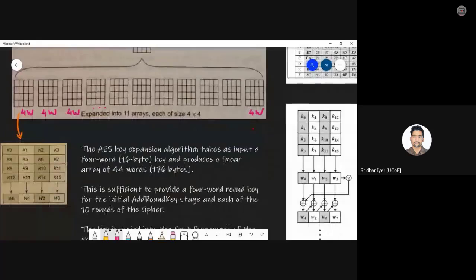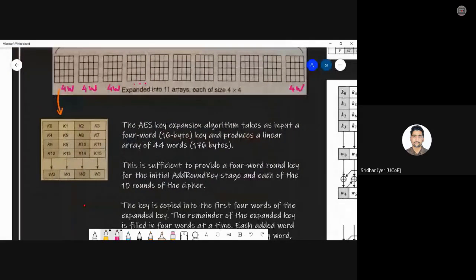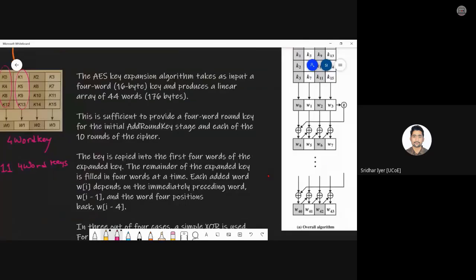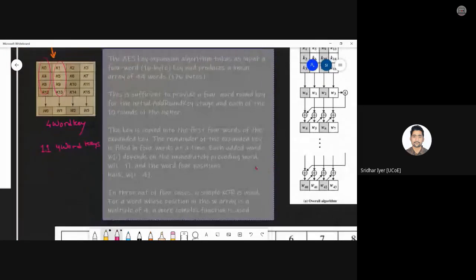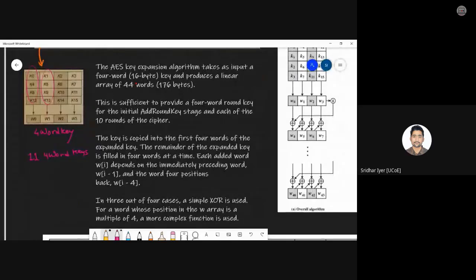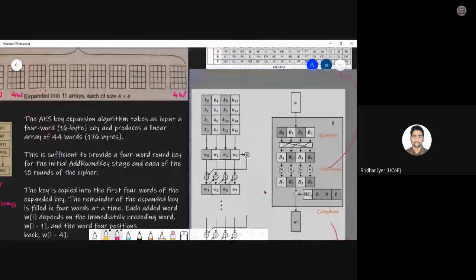You can see over here, the same thing is mentioned. You can check this diagram. These 4 values are W0. These 4 values are W1 and so on. So as a result, this is a 4-word key, but at the end we require 11 such 4-word keys. Yes or no? 11 4-word keys. So that is what we are going to obtain using this function, that is what we call key expansion or key transformation. So just have a look. The AES key expansion algorithm takes as input a 4-word key and produces a linear array of 44 words. How it is done? This is nothing but like this.